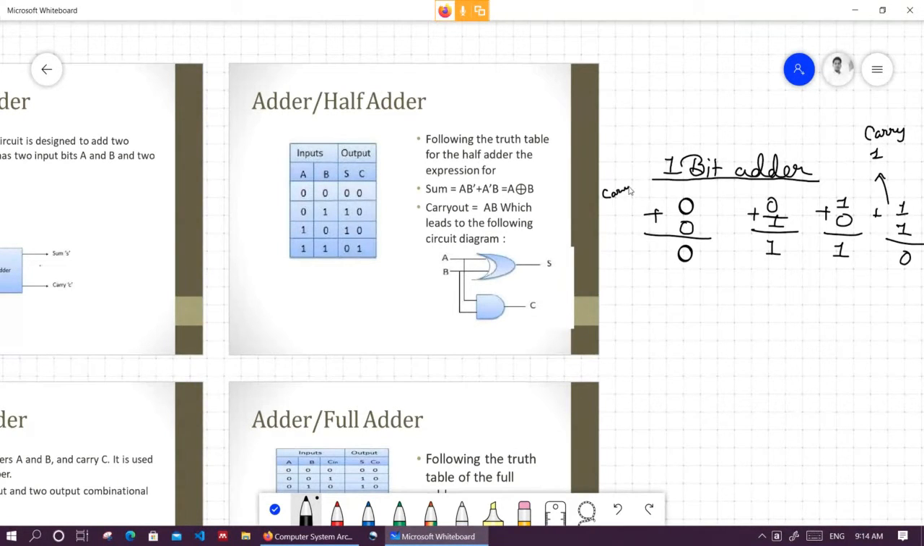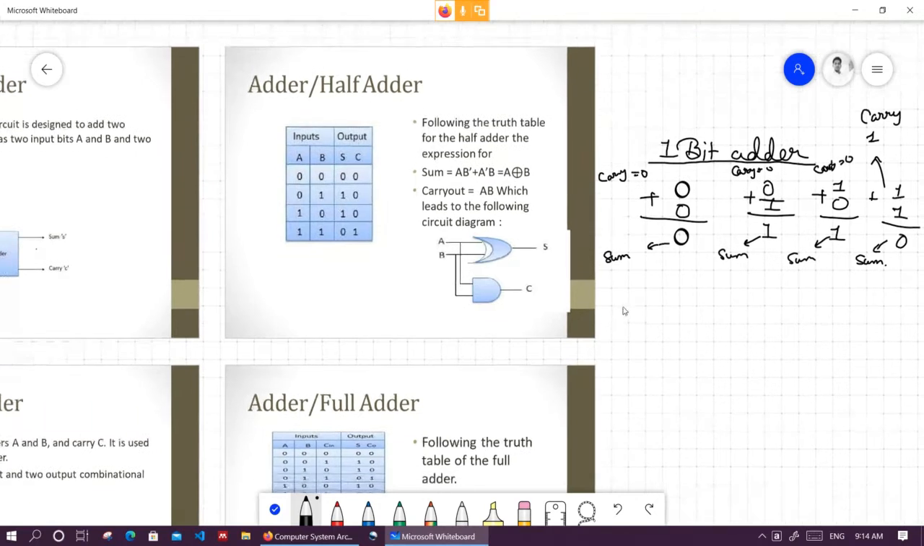So in all cases we have to consider the carry. In this case carry is 0, in this case carry is 0, in this case carry is 0, and in this case carry is 1. Fine. And this value will be known as sum. So in this case sum is 0, in this case sum is 1, in this case sum is 1, and in this case sum is 0. Fine.